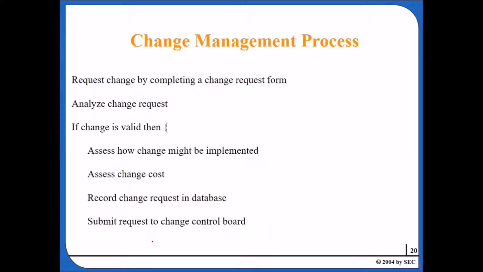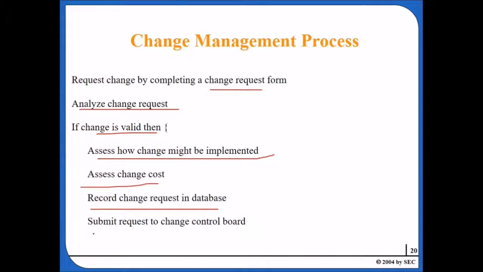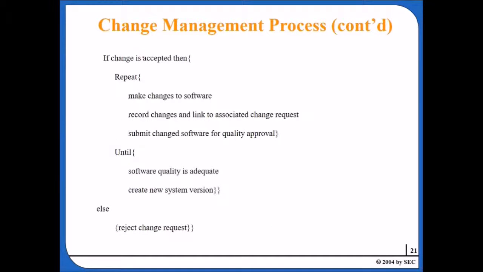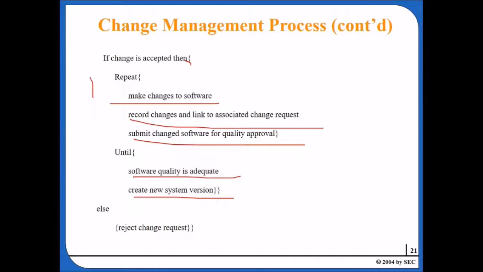The change management process means you request a change by completing a change request form, then analyze the change request. If the change is valid, what do you do? Assess how the change might be implemented, assess the change cost, record the change request in the database, and then submit the change request to the change control board. If the change is accepted, then you repeat: make changes to the software, record changes linked to the associated change requests, and submit the changed software for quality approval, until software quality is adequate and a new system version is created. Else, you reject the change request. This is the change management process.